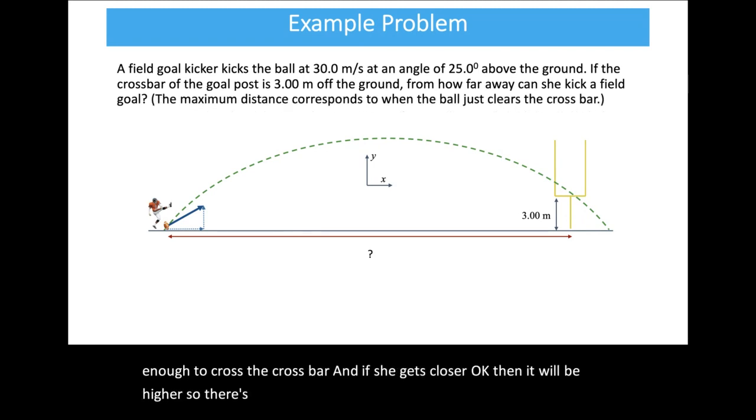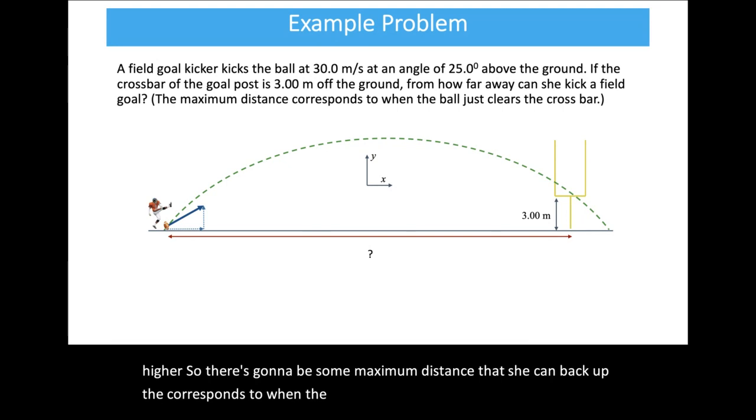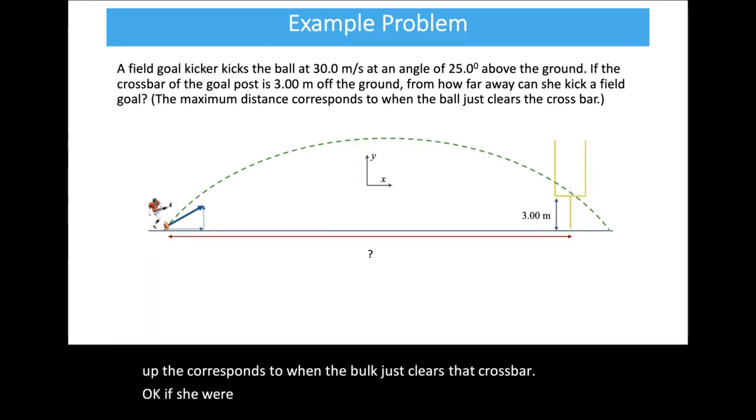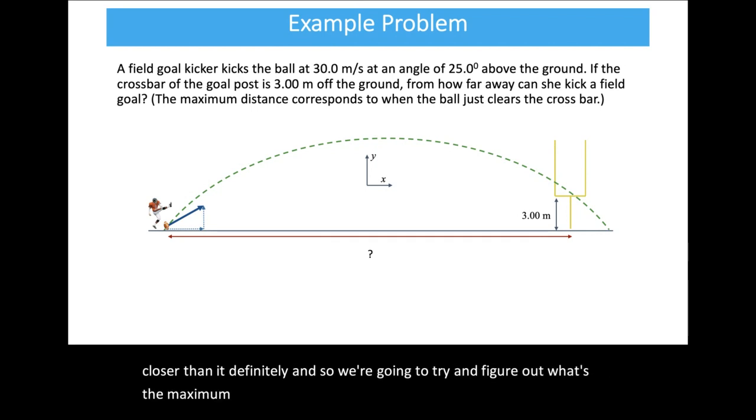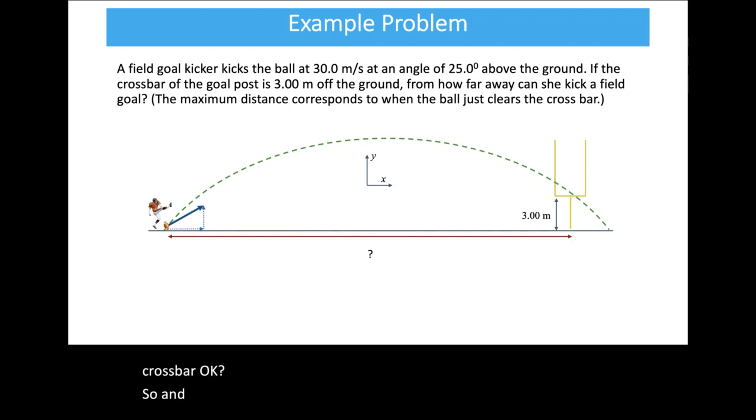So there's going to be some maximum distance that she can back up that corresponds to when the ball just clears that crossbar. If she were any further away, it would not make it. And if she's closer, then it definitely will. And so we're going to try and figure out what's the maximum distance that she can stand back and it will still clear the crossbar. That's going to be the distance when the ball just reaches that crossbar height.